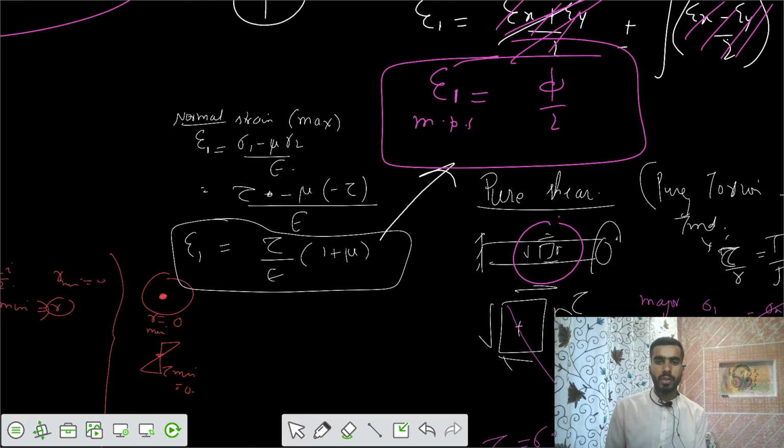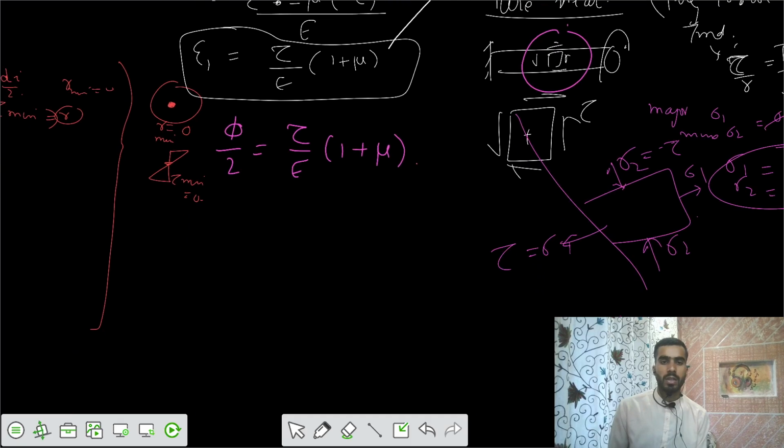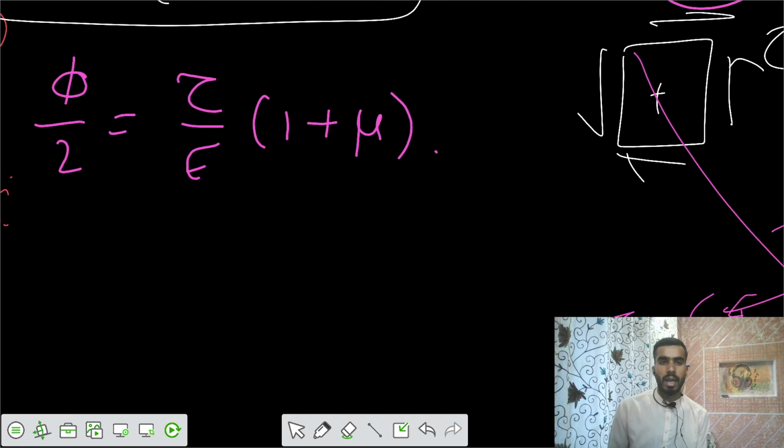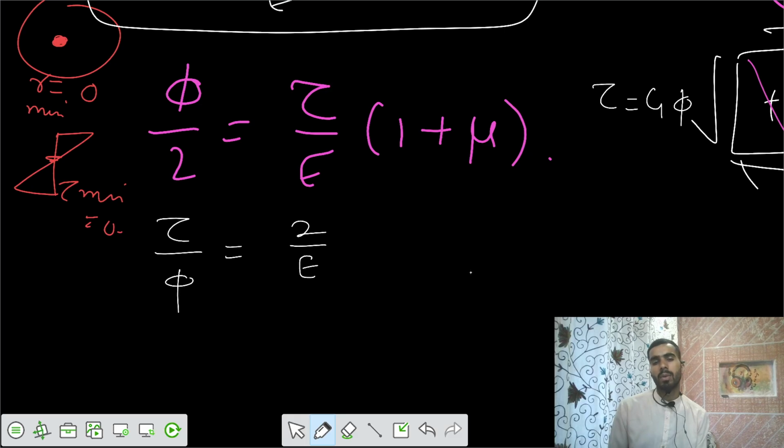So if you have these two equations, I would write phi by 2 equals tau by E (1 plus mu). So we got these two from the two equations, and we got the result here. Now if I analyze it, Hooke's law says tau equals G phi. So tau by phi equals E by 2(1 plus mu).